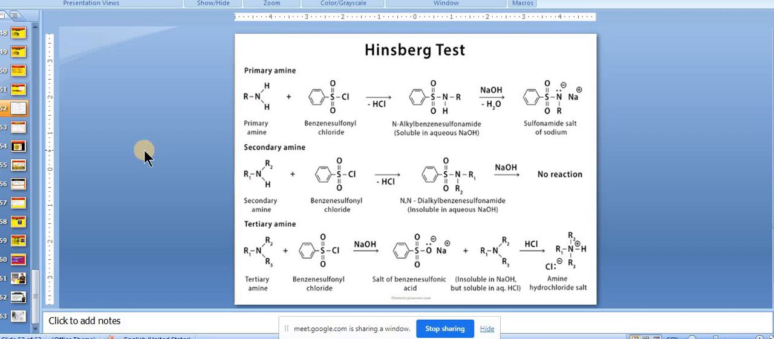Similarly, if we are having a 3 degree amine, that is a tertiary amine, when it reacts with Hinsberg reagent, benzene sulfonyl chloride, you are not having any H which will react with Cl. So that will not undergo any reaction as such. Therefore we say that it is insoluble in NaOH but soluble in aqueous HCl.